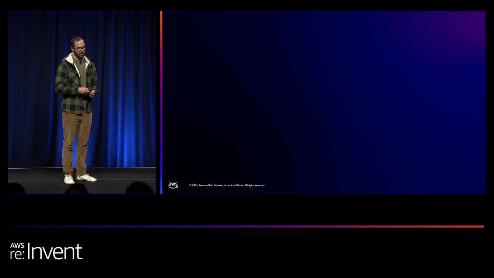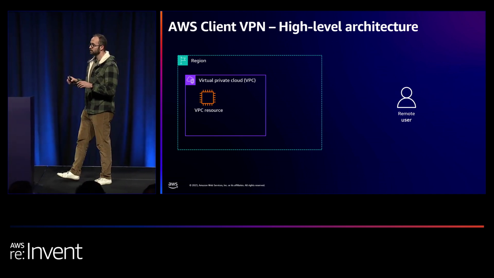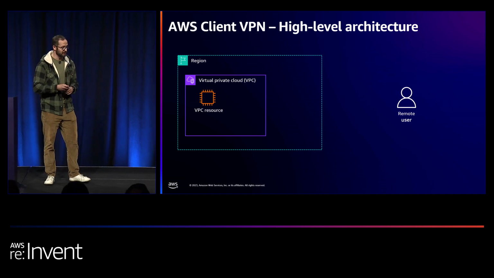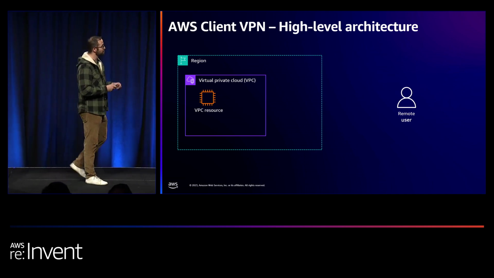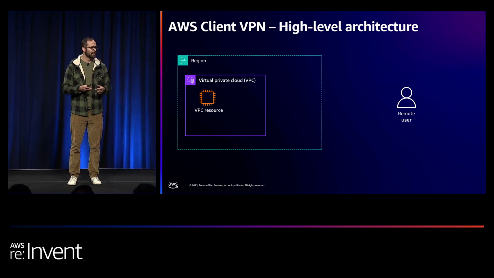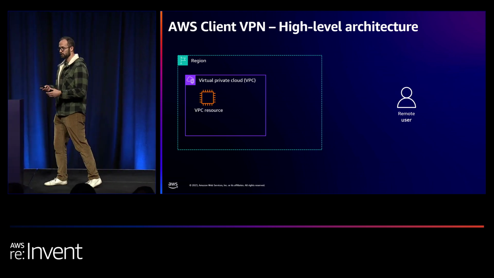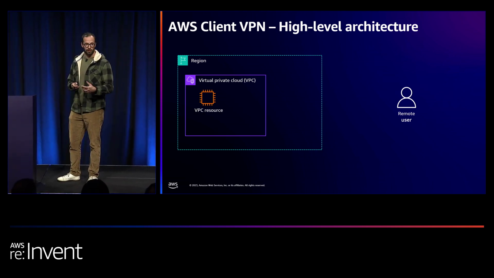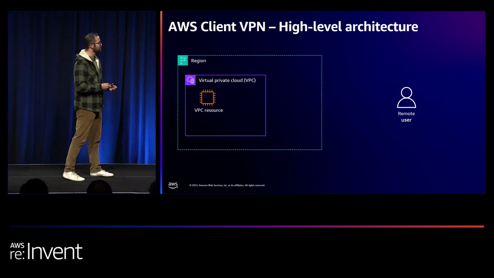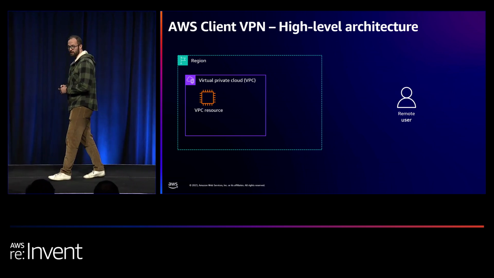All right, let's do some architectures. We'll start off with a high-level overview, high-level architecture, and then we'll start breaking down each component separately. So at a high level, we have an AWS region. Inside that, we have your private environment, a VPC. And inside that VPC, we have some kind of resource. This could be an EC2 instance, your virtual machine. This could be a database. This could be a load balancer. This could be a container. It really doesn't matter. As long as it has an IP address, it applies.